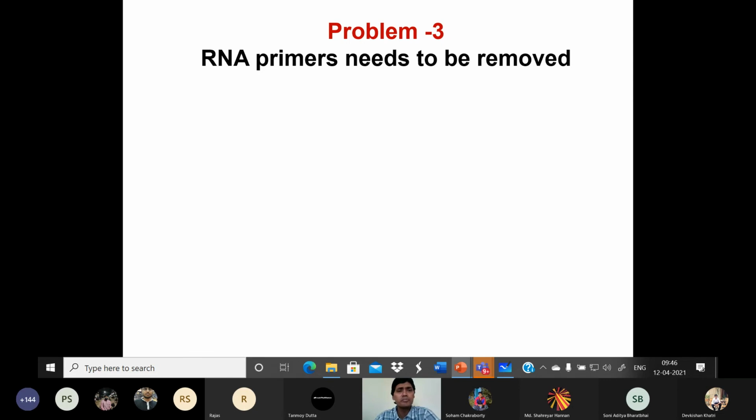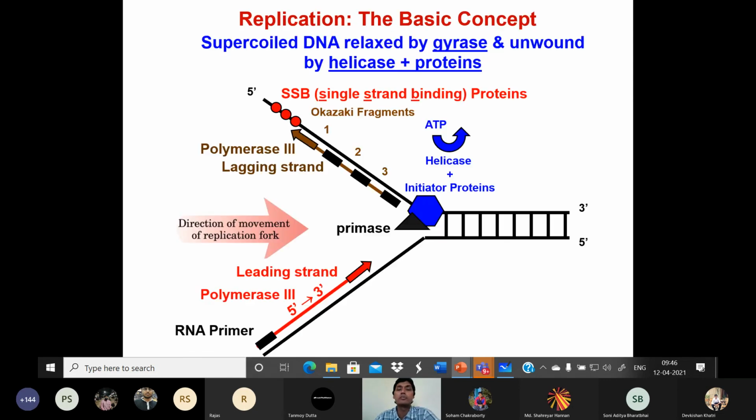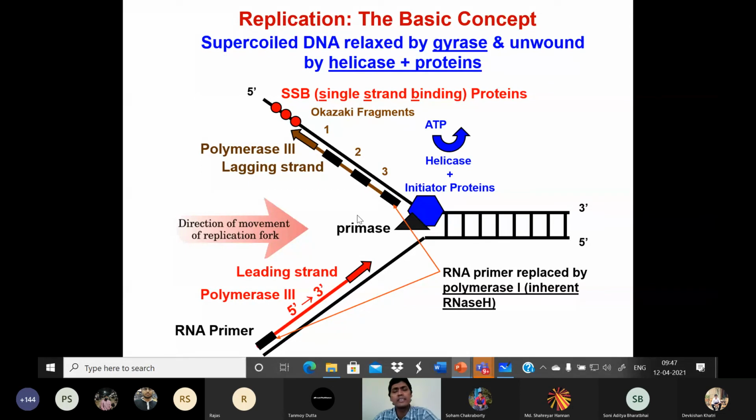But here the RNA primer needs to be removed, because we are not interested in keeping RNA inside the DNA, as RNA is unstable, as all of you know. As a result, there is one enzyme in our cell that has the ability to clip or replace this RNA primer, through an enzymatic activity called RNase H activity. So that will clip the RNA primers here. If you forget the name of the enzyme, it should be fine. You have to remove this RNA which is present inside the DNA.